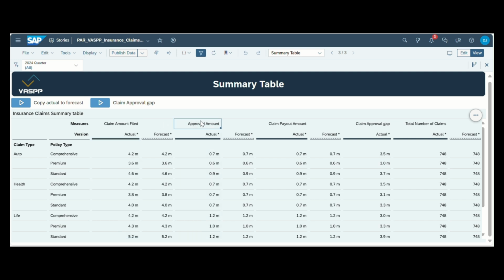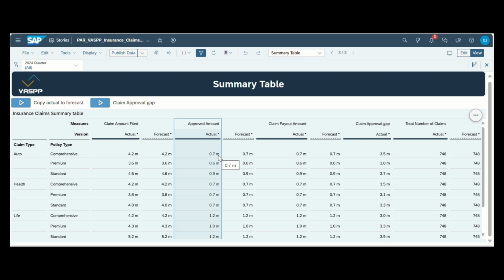Next is approved amount. This is what your team has validated as payable. This is the point where risk has been assessed and greenlit. Notice how auto comprehensive, for instance, shows 0.7 M approved out of 4.2 M filed. That's a 16.7% approval rate, raising questions about documentation readiness, fraud filters, or policy exclusions.